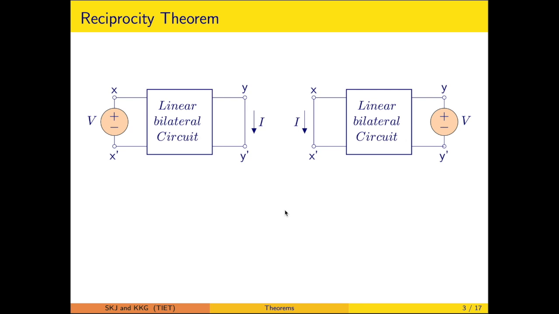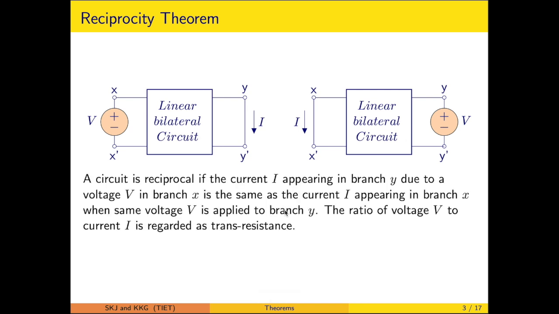Just to define it further, a circuit is reciprocal if the current I appearing in a branch Y due to the voltage V in the branch X is the same as the current I appearing in the branch X when the same voltage V is applied to branch Y. The ratio of this input voltage to the output current is regarded as the trans resistance. Otherwise the dimension of V upon I is the resistance dimension, but there is no direct connection of the circuit elements. That's why the name trans resistance is given.